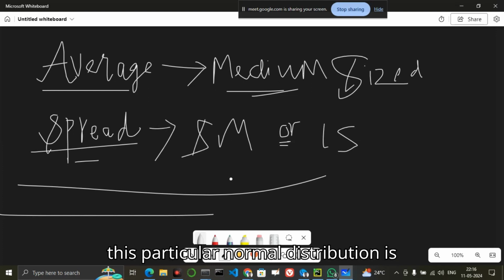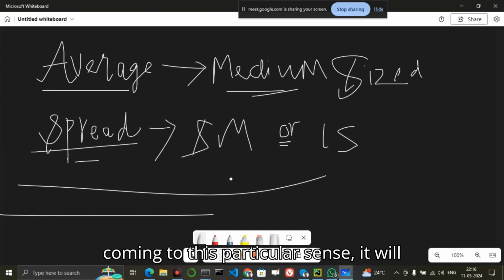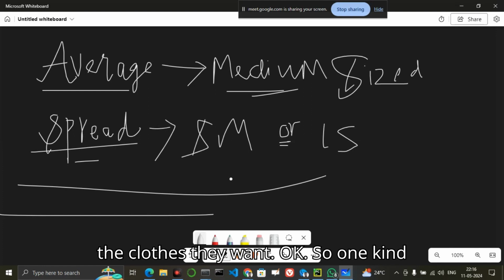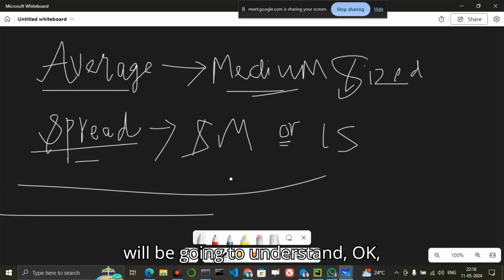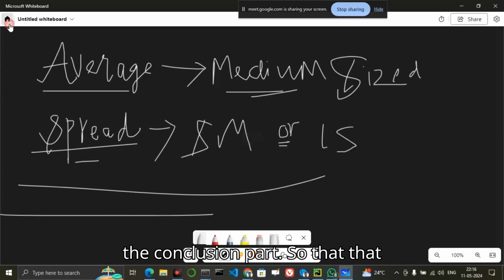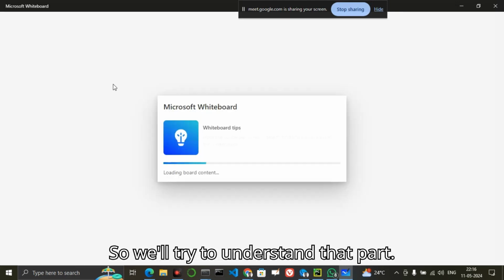Why is this normal distribution required? Based upon the data, based upon the customers coming, you will get more sense out of this data. Which kind of customers are coming, and which categories of clothes they want. So you will understand one kind of spread of the data. At the last we're going to take the conclusion so that it makes more sense. We'll try to understand that part.